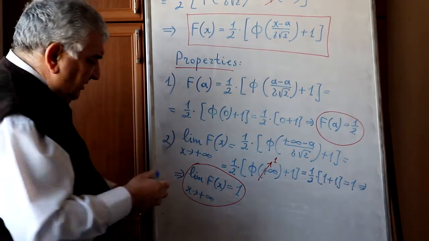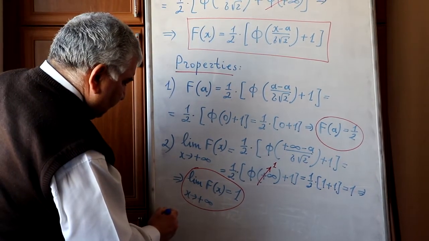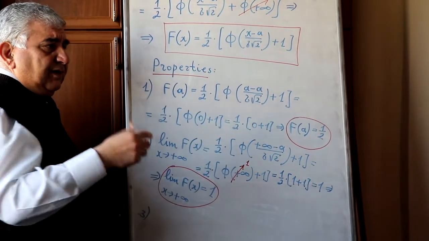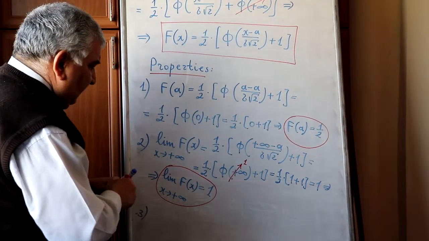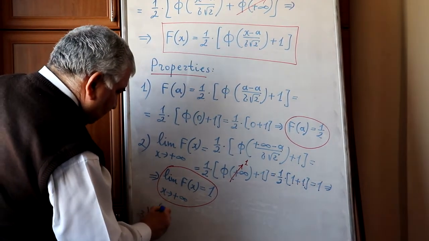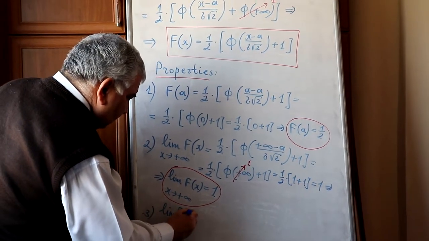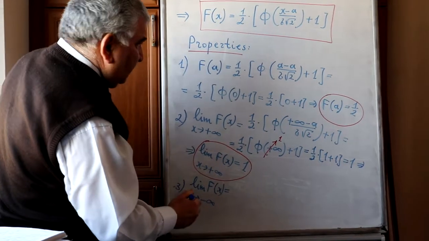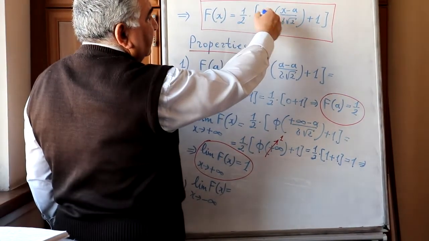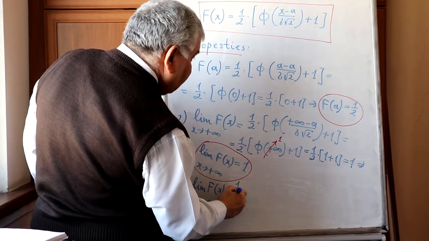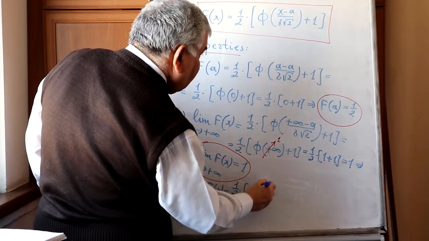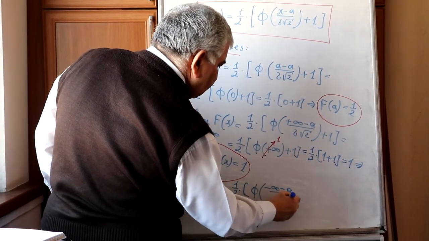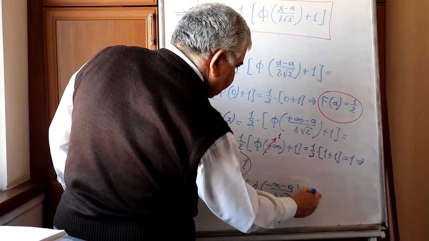consider the last result, third, and investigate the behavior of F(x) at minus infinity. At minus infinity, limit of F(x) when x tends to minus infinity equals, substitute minus infinity instead of x in this expression: 1 second multiplied by phi of (minus infinity minus a) over sigma square root of 2, plus 1.